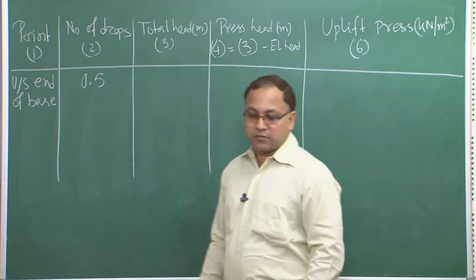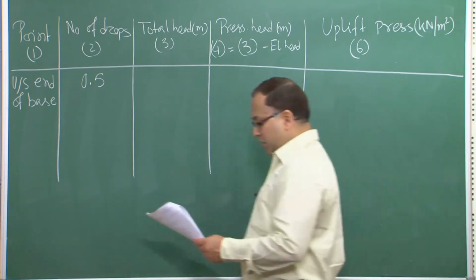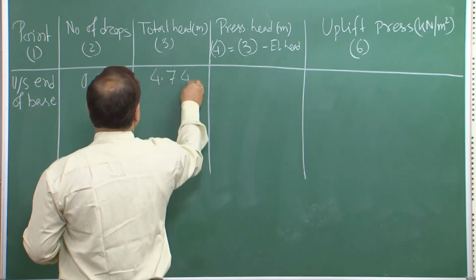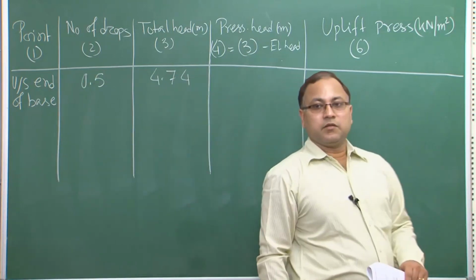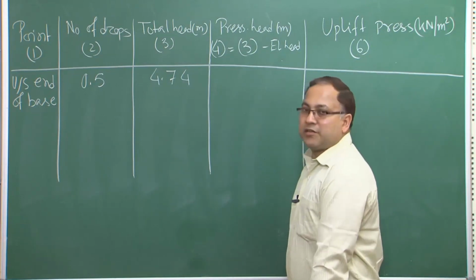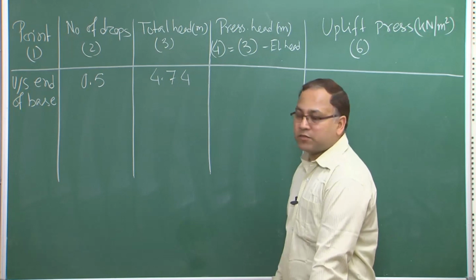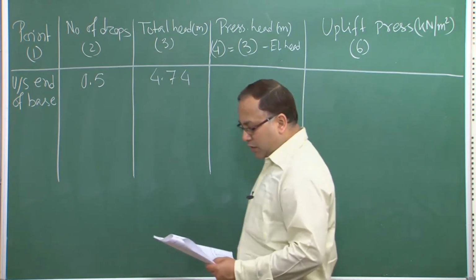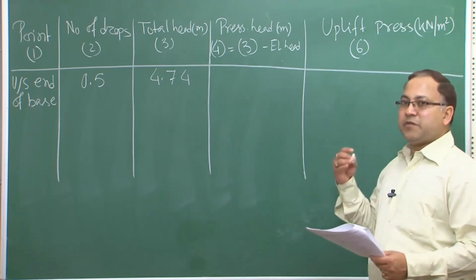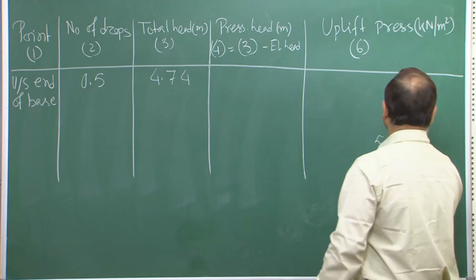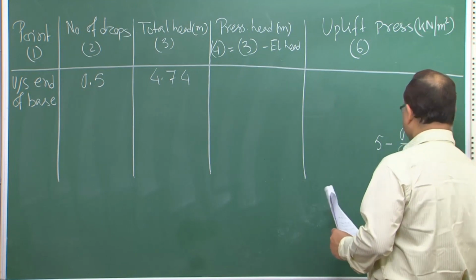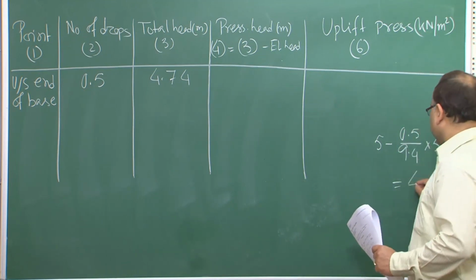So, the total head at that point can be calculated as 4.74, right. The way we have calculated the total head for point B, in a similar fashion we can find out the total head at that point. So, 4.74, right. How will we get 4.74? 5 minus 0.5 divided by 9.4 into 5. So, that gives me 4.74.